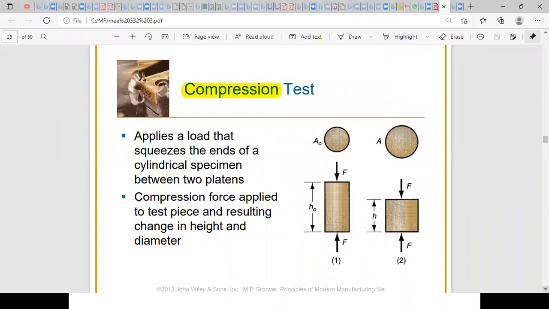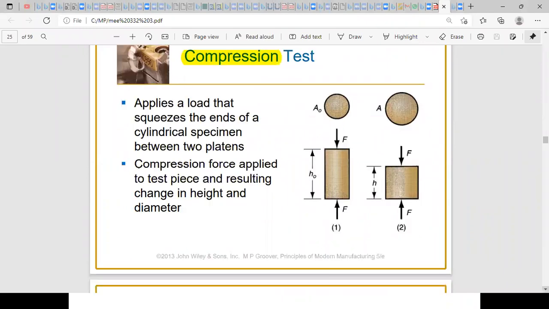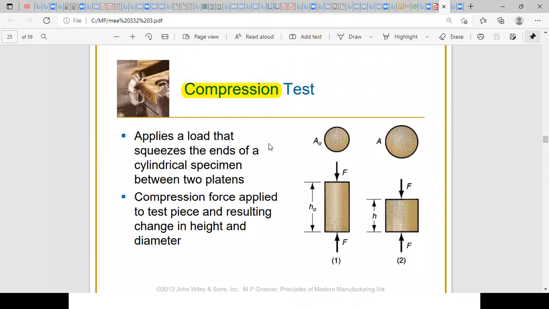Now, the other type of test we conduct is the compression test. In this test, we just apply a load that will squeeze the ends of a cylindrical specimen between two plates, and then compression forces will be applied to the test piece, resulting in a change in height and diameter. So this is similar to the concept of tensile test, but now we do compression instead of tension, and we'll see what are the common features between the two tests and what are the differences.